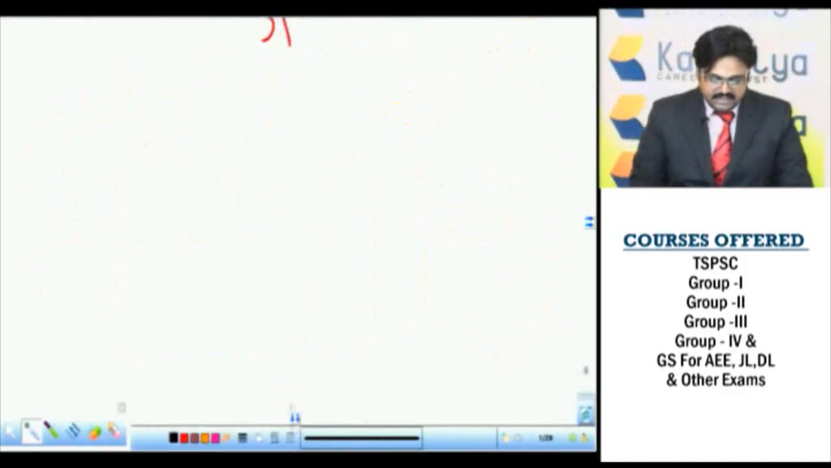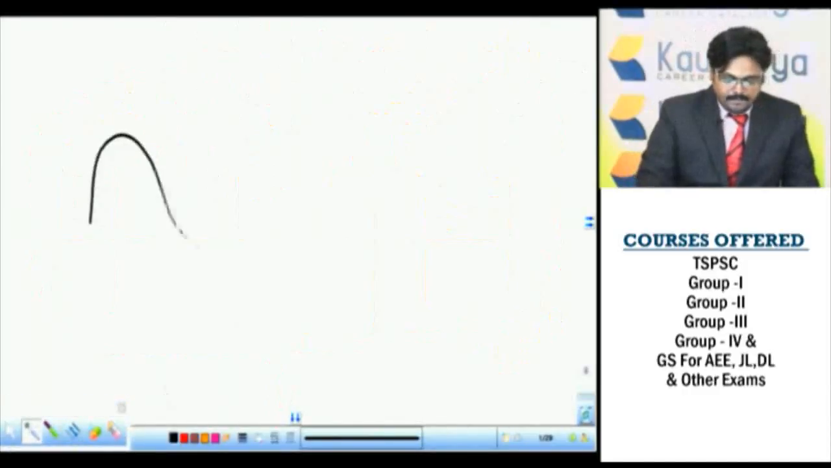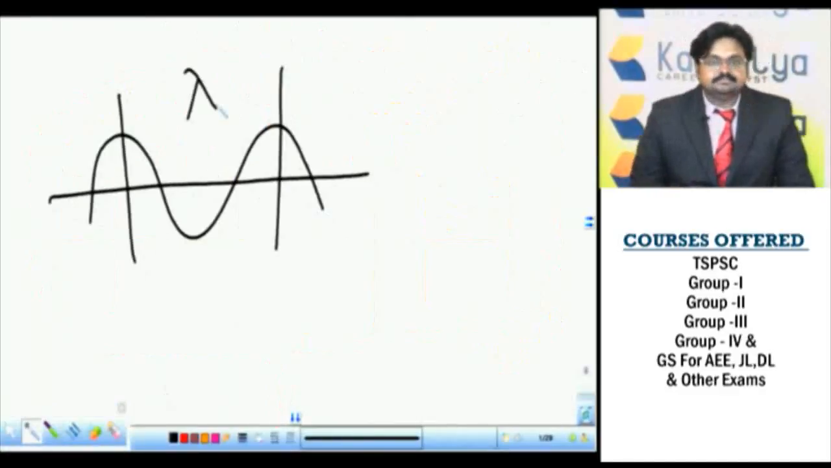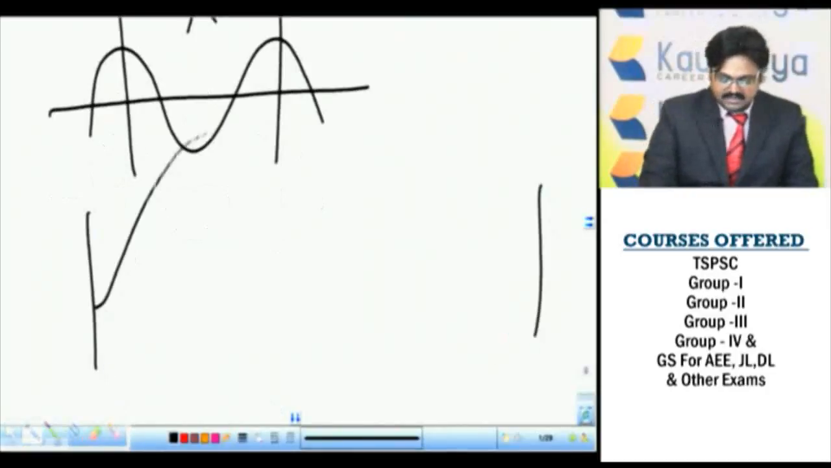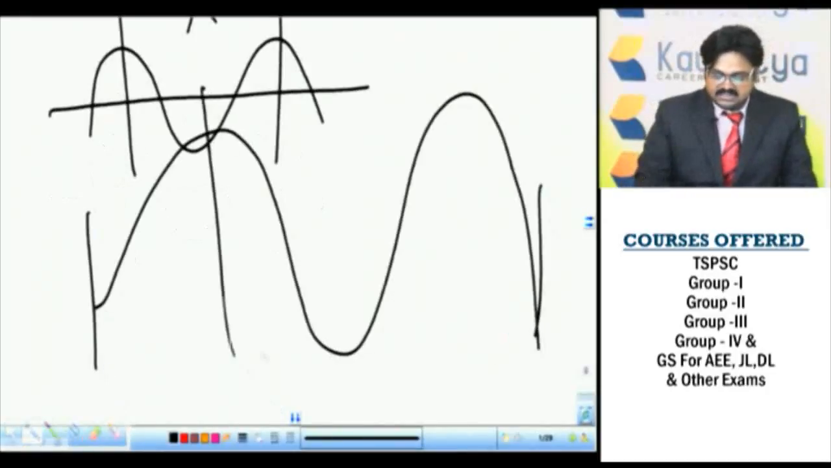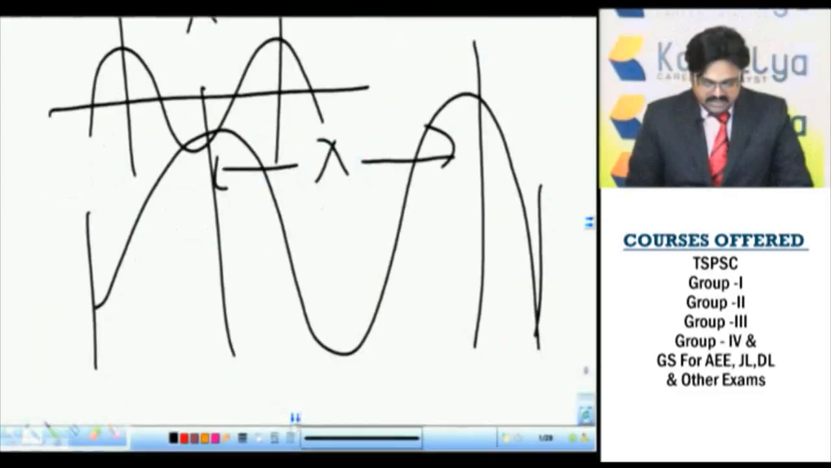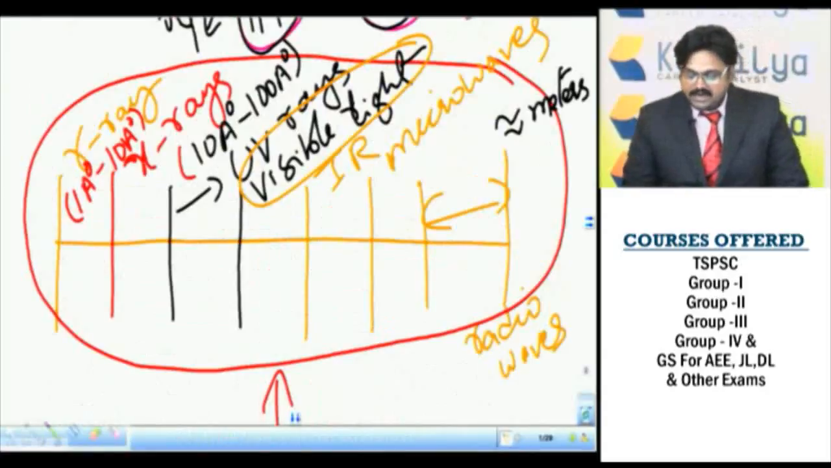I could give a simple example here. This is a normal wave. This is the wavelength lambda. Now if I have a larger wave, could be something like this, this is the lambda now. So lambda has increased many-fold. This is how you define this lambda. You find that the gamma rays have a very tiny wavelength, whereas the radio waves have huge wavelengths, of the order of meters.